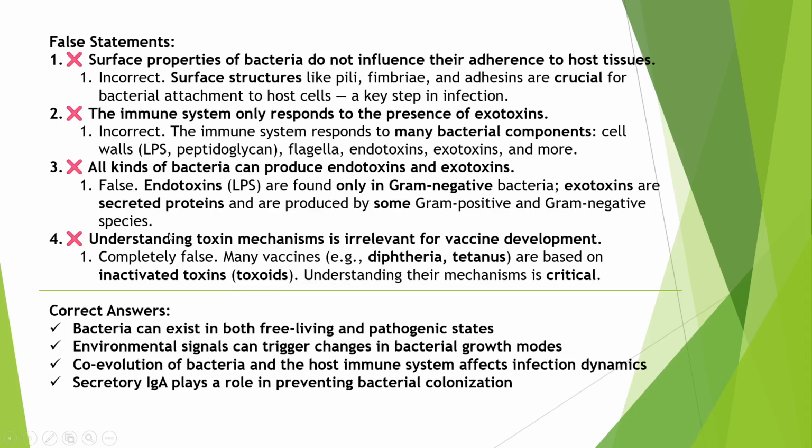And the next one is, understanding the toxin mechanism is irrelevant for vaccine development. This is completely false, because only if you understand the toxin mechanism can you develop a vaccine. Many vaccines like diphtheria and tetanus are based on inactivated toxins, that is, toxoids. Understanding their mechanism of action is critical, so that these toxins can be converted into toxoids to give as a vaccine.